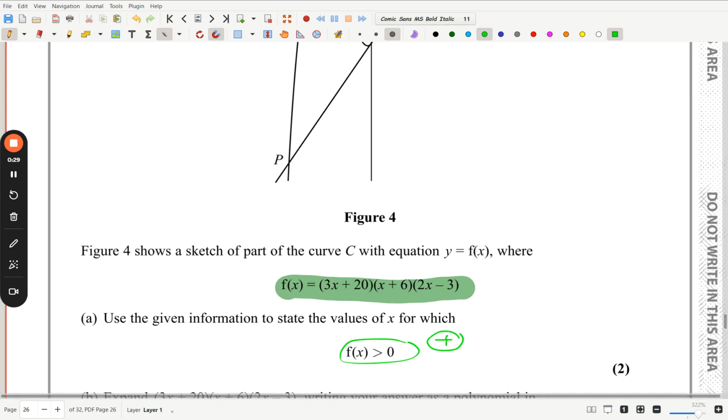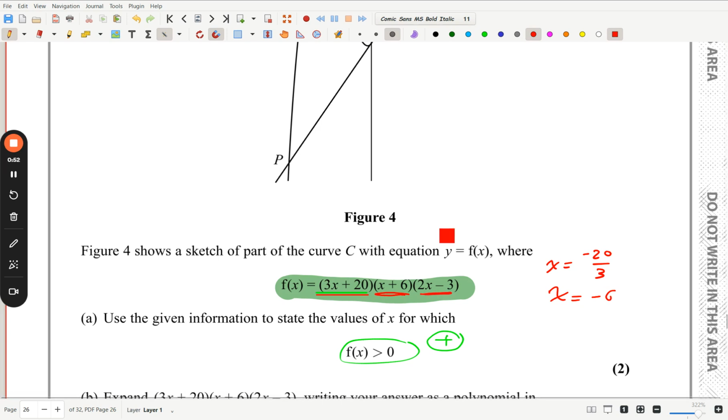So here we have the function f of x. We need to figure out the roots. The first linear factor gives x equals minus 20 over 3. This is the first root. The second root, from x plus 6, is x equals negative 6. This is the second root, and the last root, from 2x minus 3, is x equals 3 over 2.